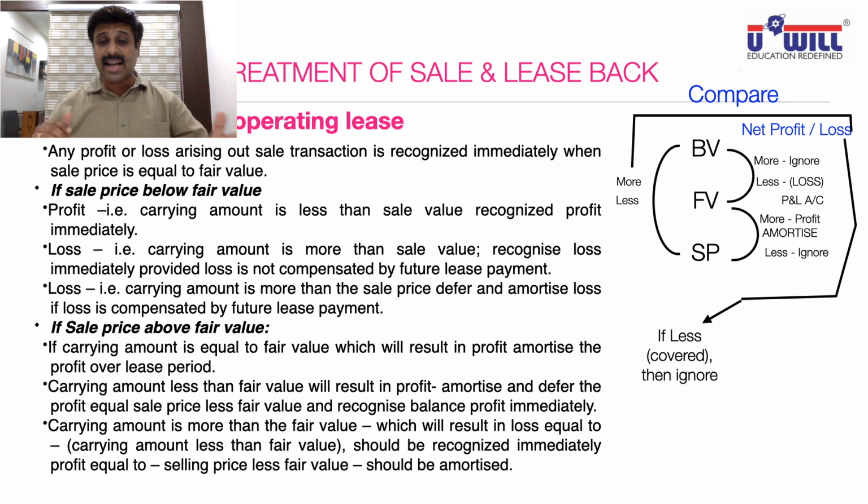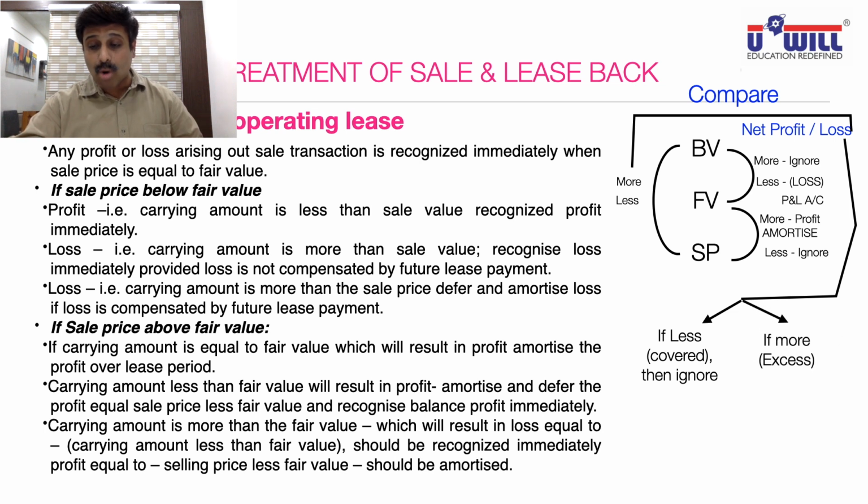I repeat, if left side amount, selling price and book values difference, is less than the right side amount, net profit or loss, then ignore it because the right side amount's effect have been already given. So no more effect is to be given. That amount is less means it is already included in the right side's effects.